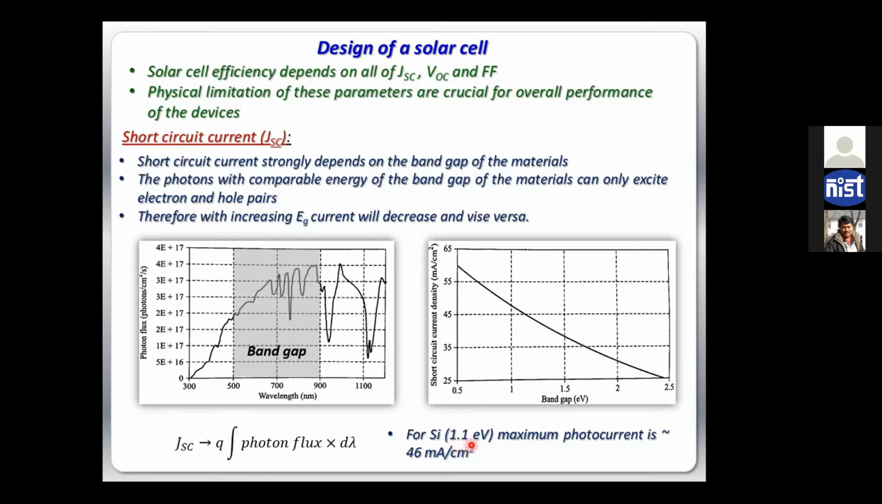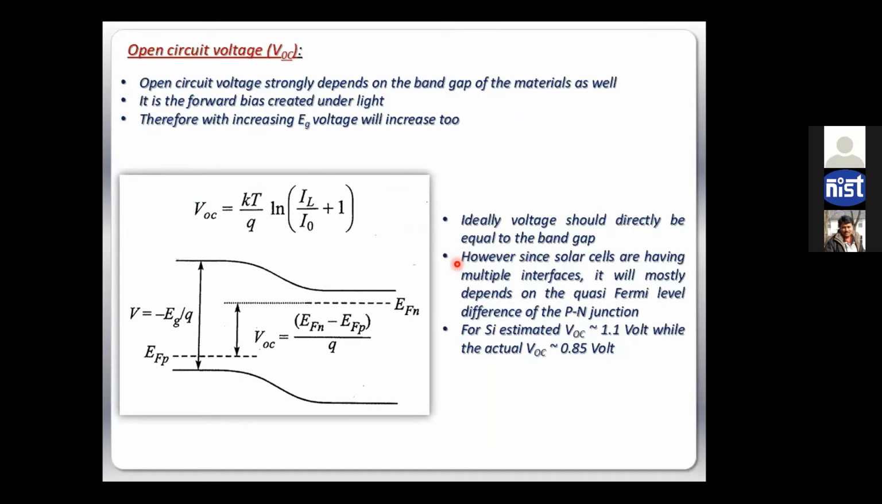Now, for example, silicon has a band gap somewhere around 1.1 electron volt, and the predicted or calculated JSC that can be achieved is 46 milliampere per centimeter square, right? So, if suppose we have a band gap material of 0.5 electron volt, we can go almost 60 milliampere per centimeter square. Now, it is a very fine thing that okay, we just need a small band gap material, right? But it is not so easy because we have other factors also, VOC, fill factor, and then ultimately the conversion efficiency comes. Let us see how this VOC now depends.